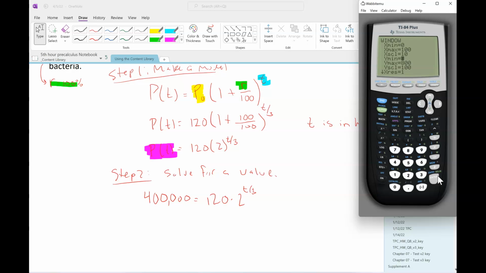I'm just going to use 0 as the minimum there because 120 is still pretty close to 0 when your maximum value we care about is 400,000. I'm going to pick something a little bit bigger than 400,000. I'm going to do 500,000 just so I can make sure that I can see the intersection nicely. And then, I don't know, let's go up by 50,000s or something. Is that? Yeah, that's the right number of zeros. And let's hit graph and take a look.